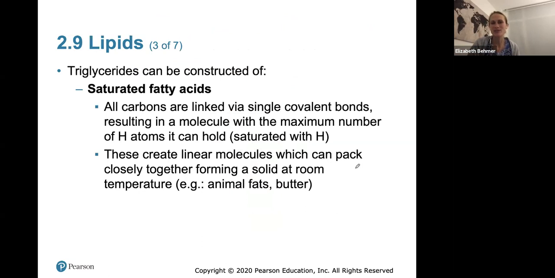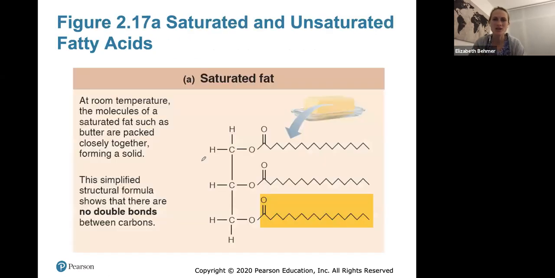Triglycerides can be constructed of saturated fat or unsaturated fat. Saturated fat just means that all the carbons are connected via single bonds, and these create a linear or straight molecule that can pack easily on top of each other, forming a solid at room temperature. So this is saturated fat. You can see that these are all single bonds. The only double bond you see is going to an oxygen, which doesn't count. So this is a saturated fat.